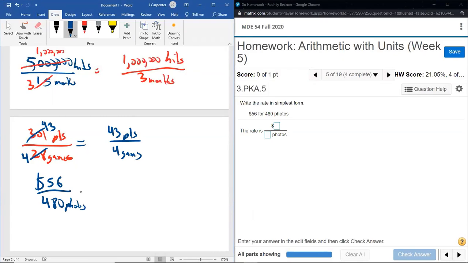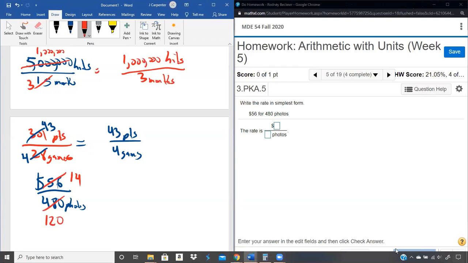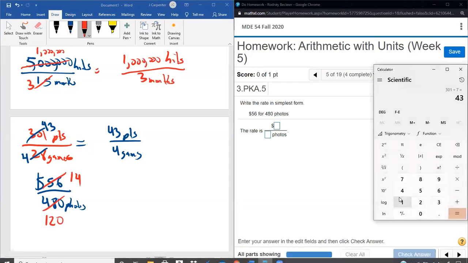Well, they're both even, so 2 definitely goes into both of them. Maybe we could do better though. If 2 goes in, maybe 4 would. Well, 4 definitely goes into 56, and it's definitely going to go into 480. 4 is going to go into 56. Well, 40 would be 10 of them. There's 16 left, so that's 4 more, so 14. 4 will go into 48 12 times, and then we can just tack on a 0, so that should be 120.